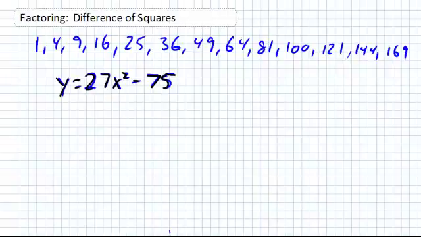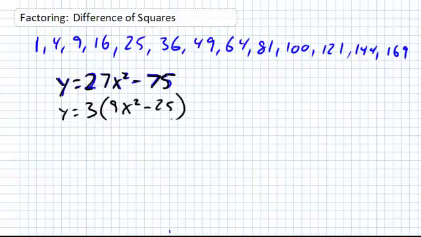But the first thing we always want to do is to try to take out any kind of number we can if they both are divisible by something. And right away I notice that they're both divisible by 3. So I'm going to start by taking out a 3. So y equals 3 times 9 is 27x squared, and 3 times 25 is 75. So I can pull out a 3.